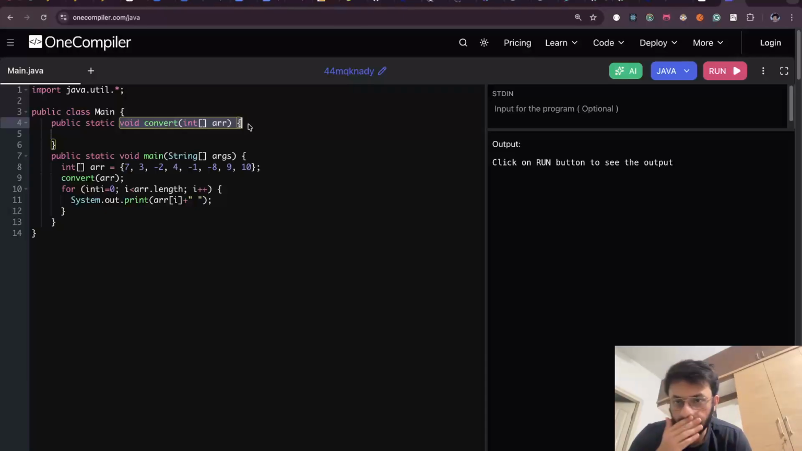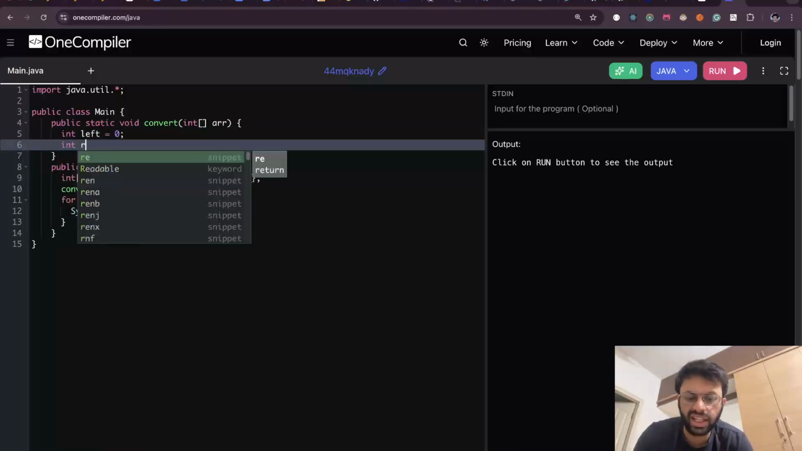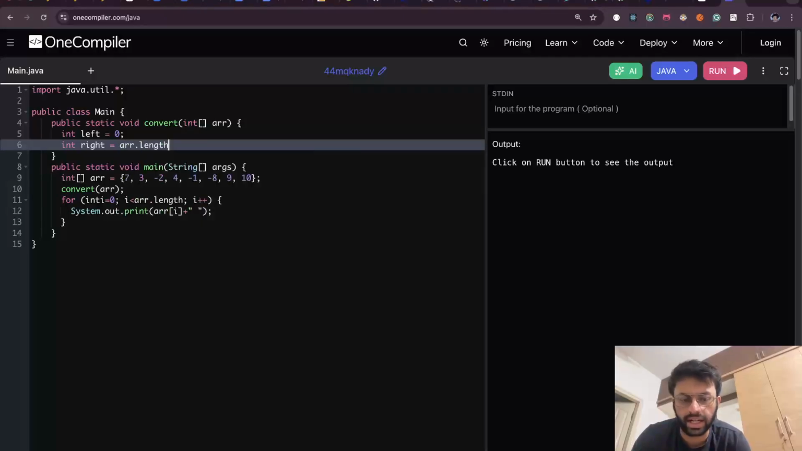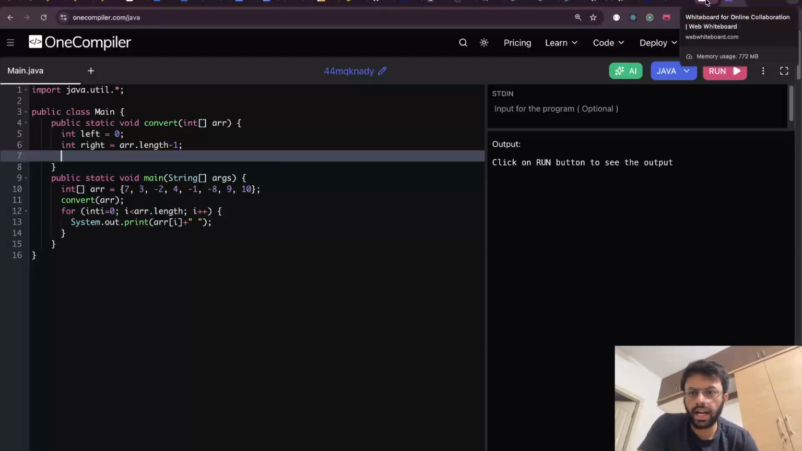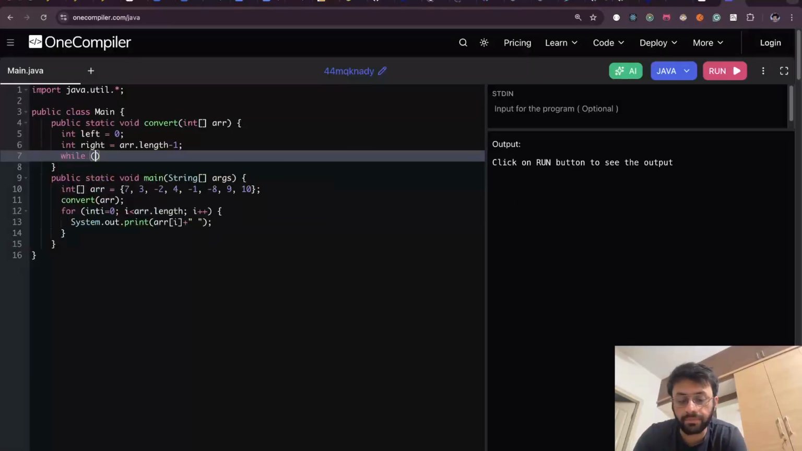As I said, we need two pointers. The first pointer is left. It starts from the leftmost index, which is the starting index, 0. Then I'll have one more pointer which starts from the rightmost index, which will be arr.length minus 1. I will move the left pointer towards the right and the right pointer towards the left, and the pointers will converge towards each other till they overlap and cross. So my condition will be: while left is less than or equal to right.